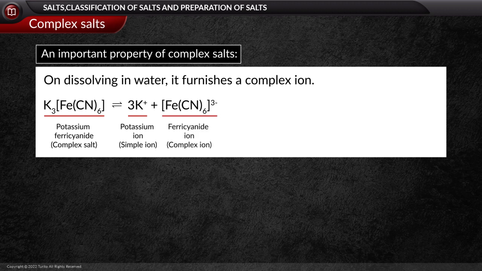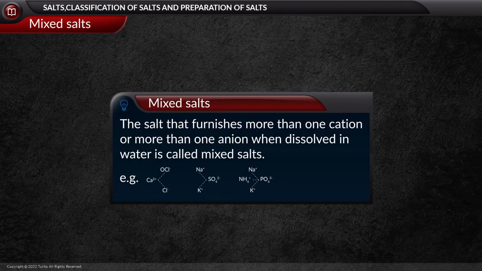The last type of salt, which we must learn, is mixed salts. These are salts that furnish more than one cation or more than one anion when it is dissolved in water. For example, CaOCl2, NaKSO4, and NaNH4KPO4, etc.